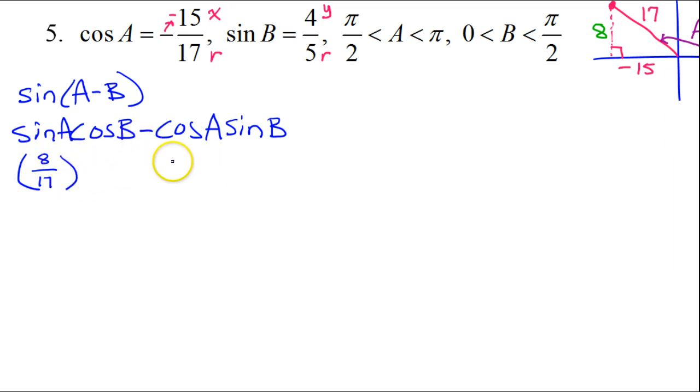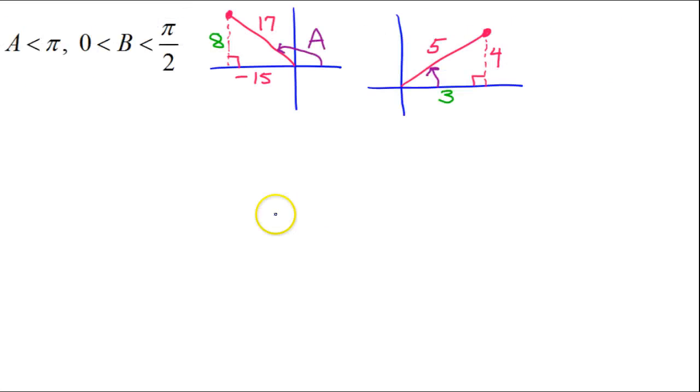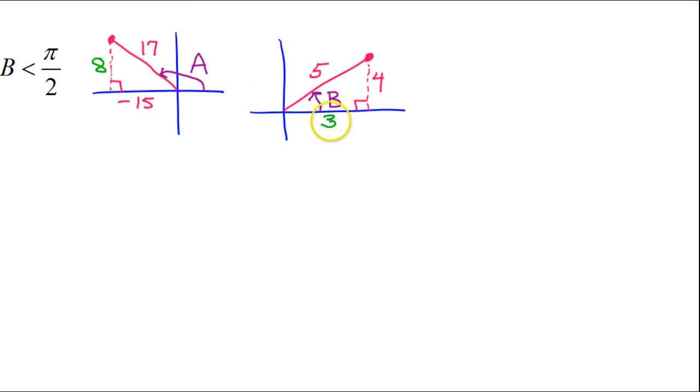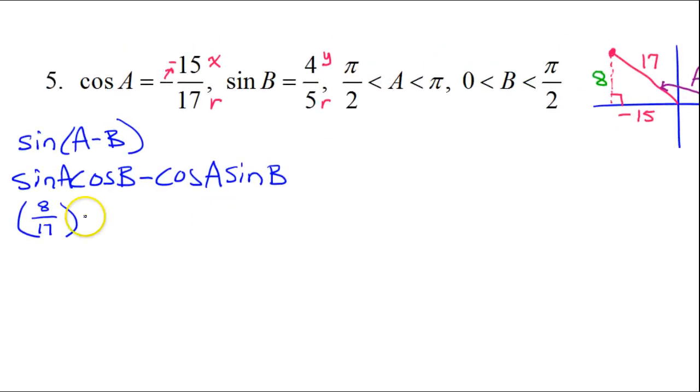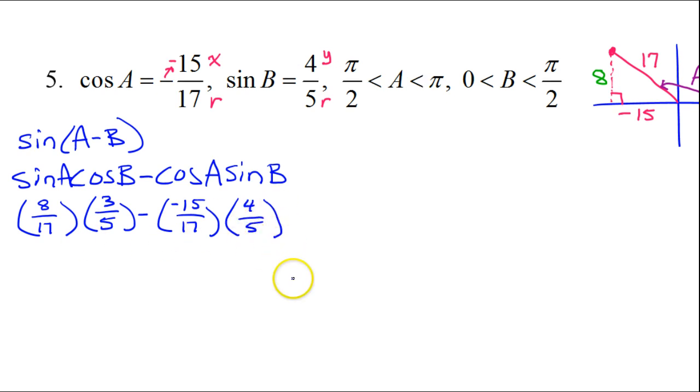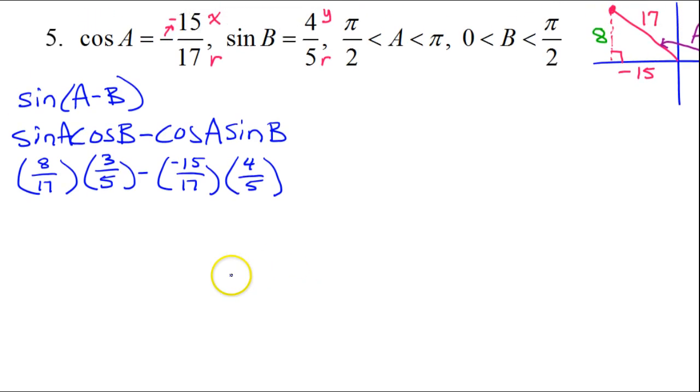Next I have cosine of B. Cosine of B, so that's 3 over 5 will be the cosine. Minus cosine of A, we are given, so that is negative 15 over 17. And the sine of B, we are given, that is 4 over 5. So we just need to simplify all this down.